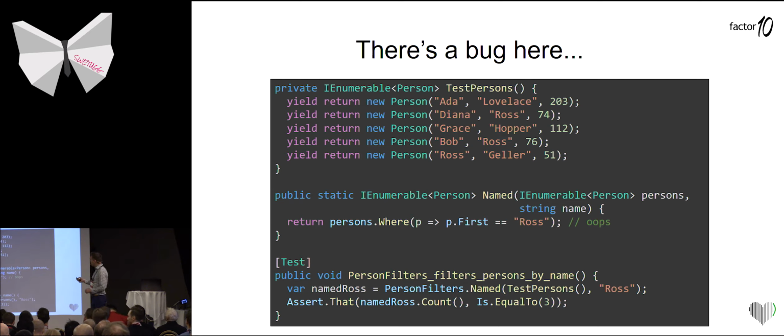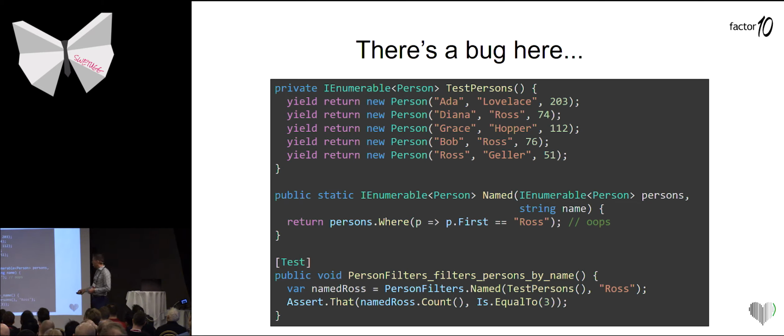Now, there's a lot of code here. Up here we have test data, right? So this belongs to the tests. Then we have our production code in the middle. This belongs to the person filters class. I have omitted some things just to fit it on one slide. We have our named method that takes persons and the name, and then it filters. And the problem appears to be, I don't think that comment was in the code from the beginning, that it only looks at the first name.